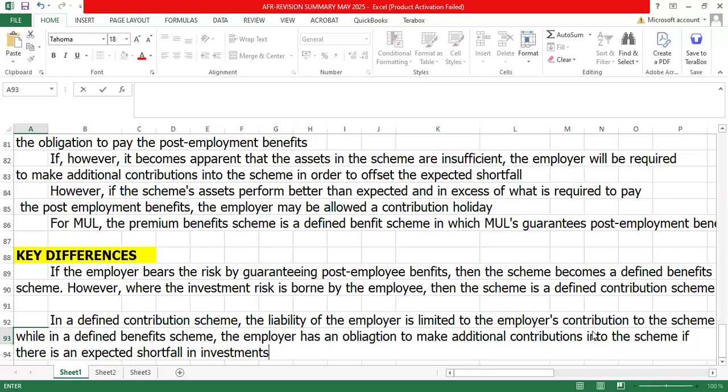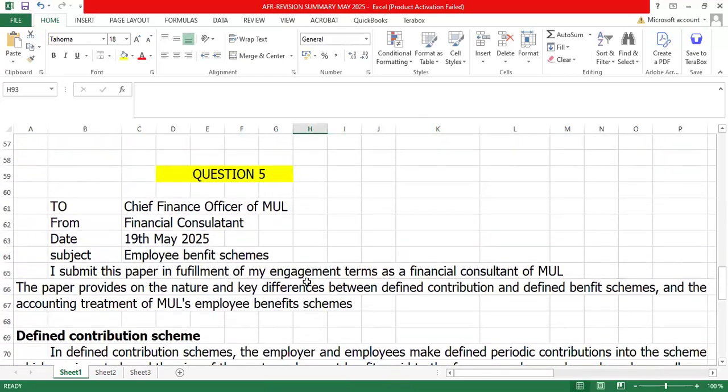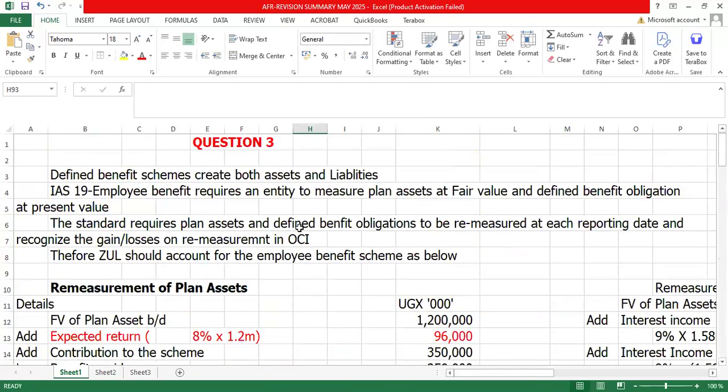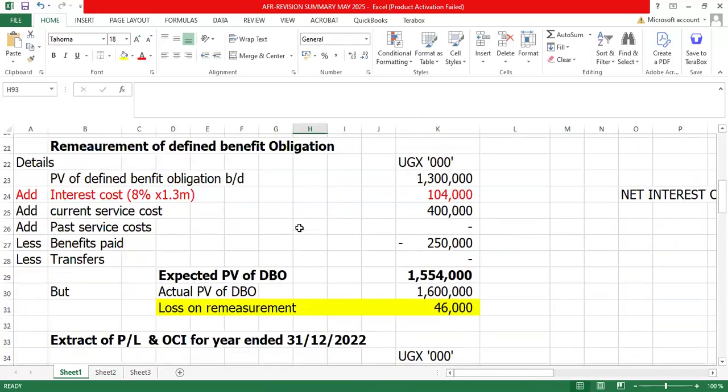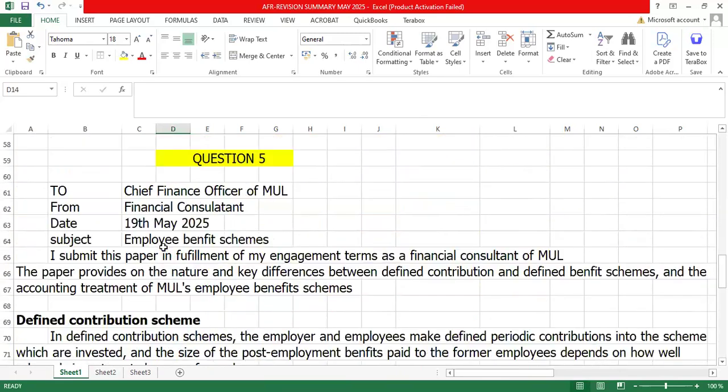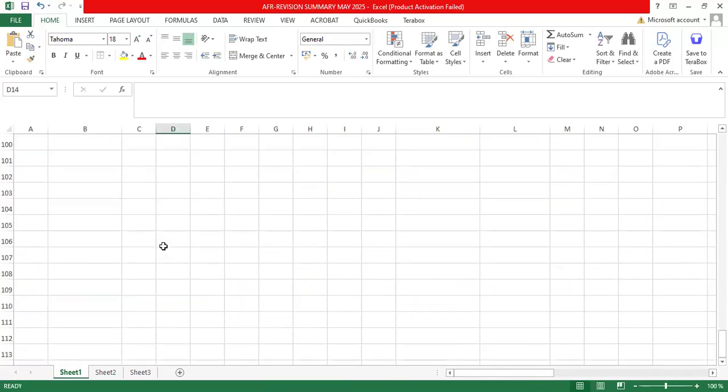So I think those are enough points. And I believe from now you have understood the difference between the two. I know when we started on this standard, it was looking to be hard, but I believe now at least you know what to do.